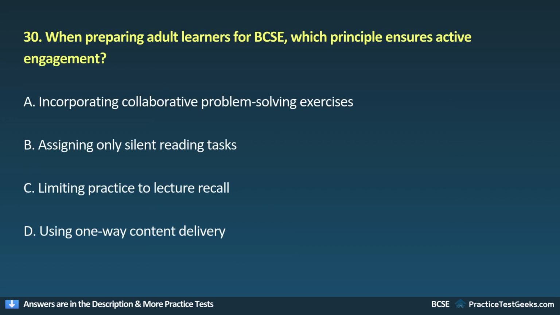30. When preparing adult learners for BCSE, which principle ensures active engagement? A. Incorporating collaborative problem-solving exercises. B. Assigning only silent reading tasks. C. Limiting practice to lecture recall. D. Using one-way content delivery.